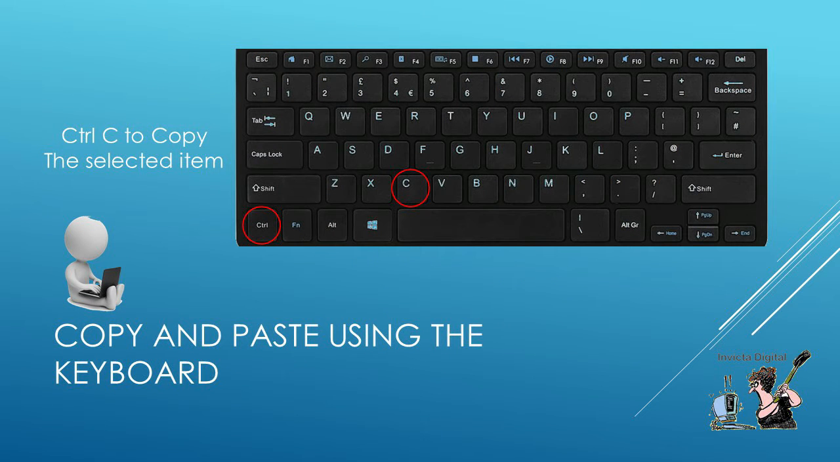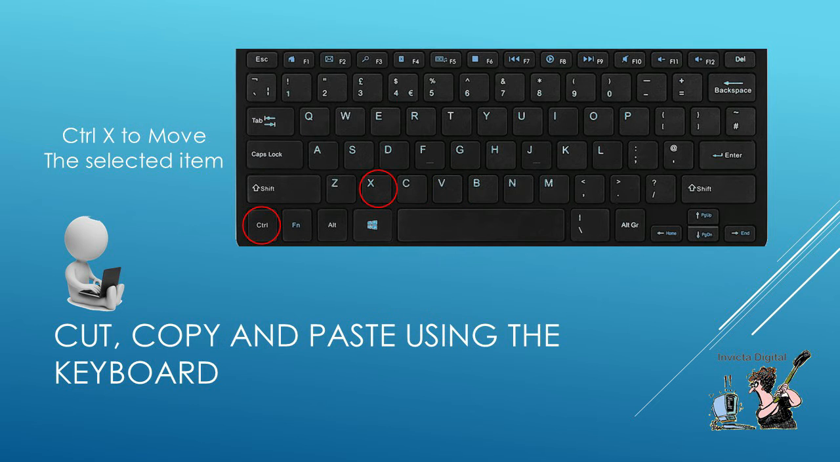So just to summarize, to copy something, you press the Control key and the C key. To paste, you press the Control key and the V key. And if you want to cut something, it's the Control key and the X key. And of course, remember, you can press the right mouse button, which should give you those options within the menu.